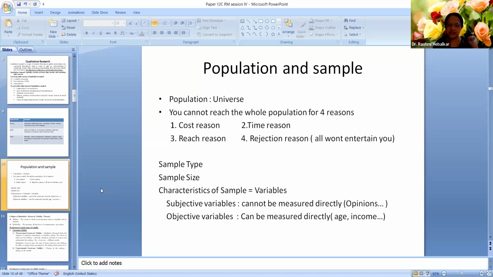And characteristics of sample means variables. We will see the variables in due course. But there are two types: subjective variables and objective variables. Subjective cannot be measured. Objective can be measured, like age, income, and all that. Subjective means opinions, perceptions, and all that. When we see the questionnaire in our next session at 12, there you will get to know more. What are these characteristics of sample? What is a subjective variable? What is an objective variable?